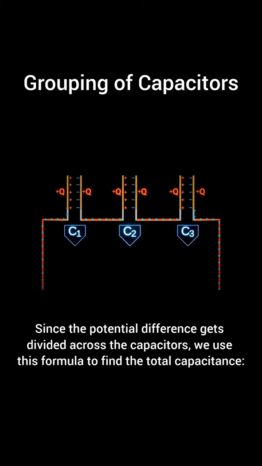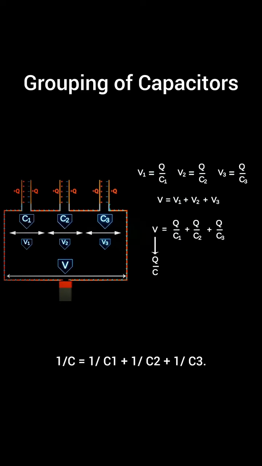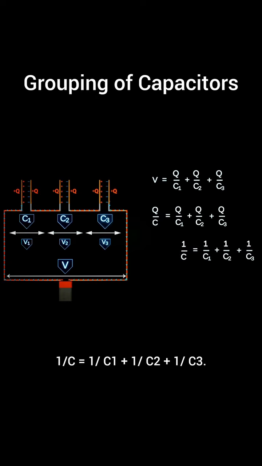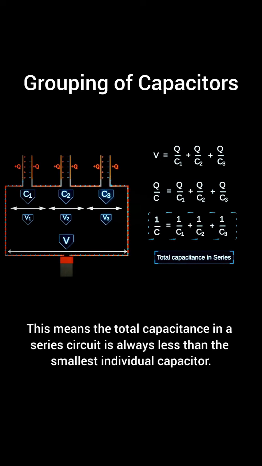Since the potential difference gets divided across the capacitors, we use this formula to find the total capacitance: 1 divided by total capacitance equals 1 by C1 plus 1 by C2 plus 1 by C3. This means the total capacitance in a series circuit is always less than the smallest individual capacitor.